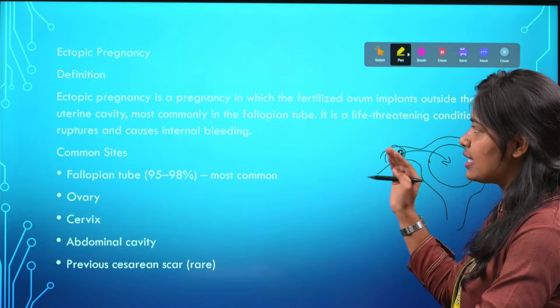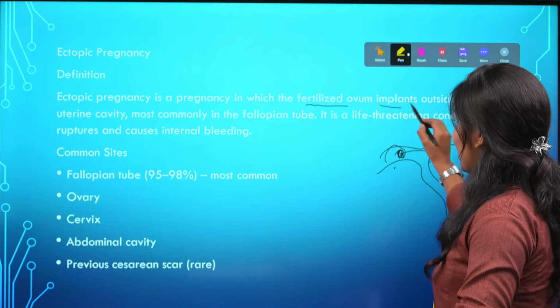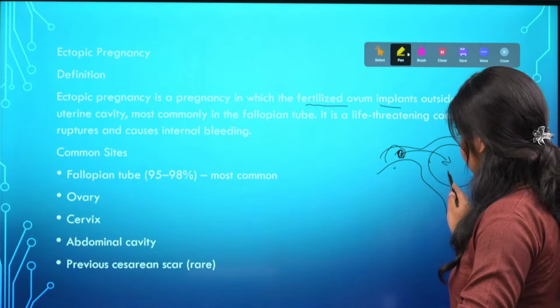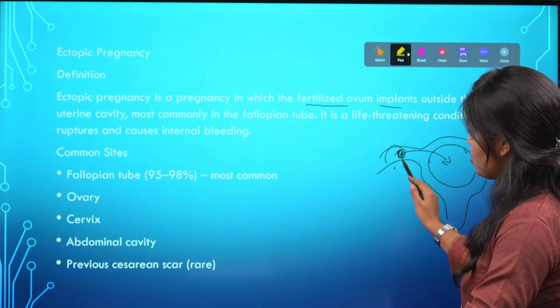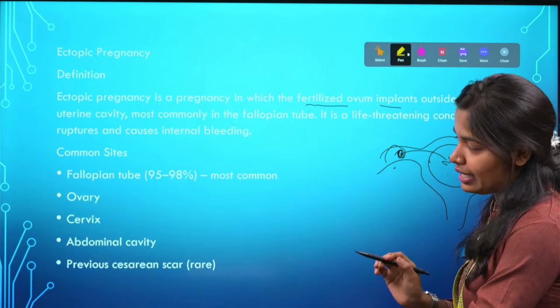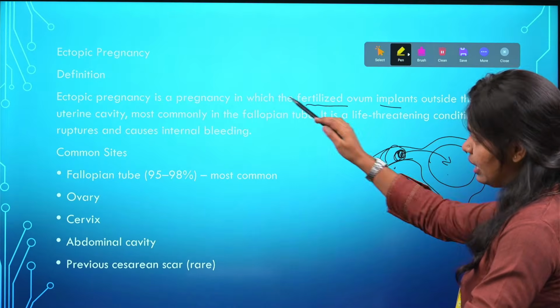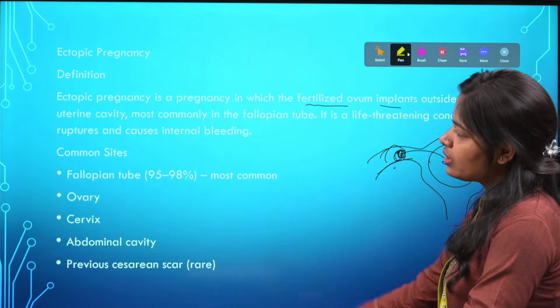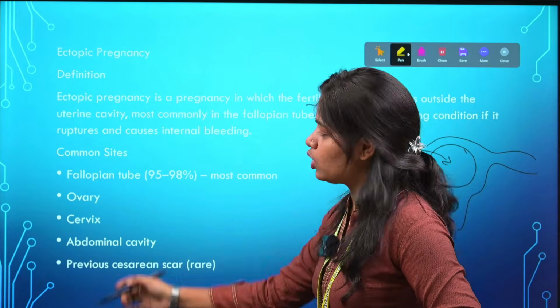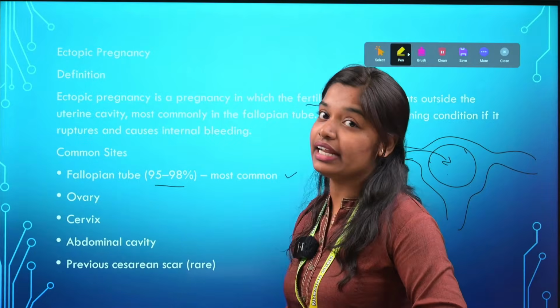Ectopic pregnancy is a pregnancy in which the fertilized ovum implants outside the uterine cavity. If it implants anywhere other than the uterine cavity, we call it ectopic pregnancy. Most probably it is going to implant in the fallopian tube. The common sites include the fallopian tube, which accounts for 95 to 98%.